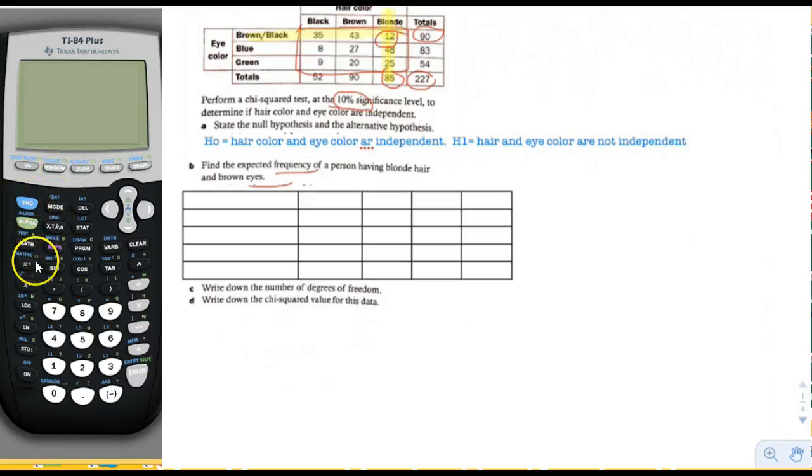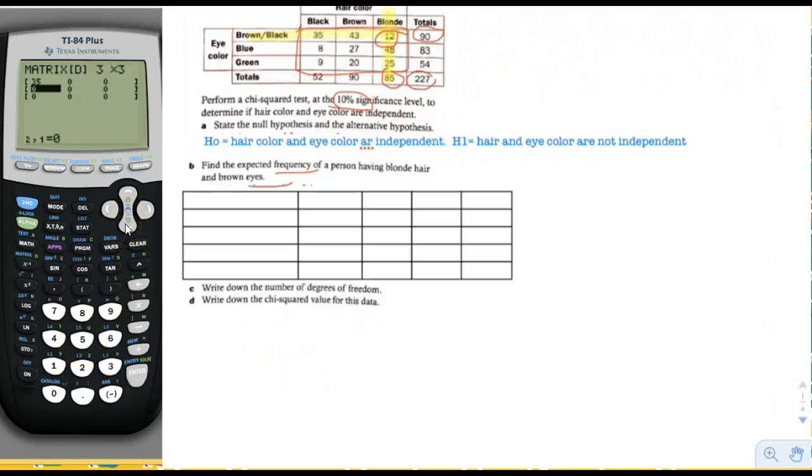And to do it with the calculator, all you do is second matrix. And I'm going to put this one into matrix D so that we can save our work from before. And so we're going to edit, and we're going to put it in matrix D. And in matrix D, I'm going to make a 3 by 3 matrix.